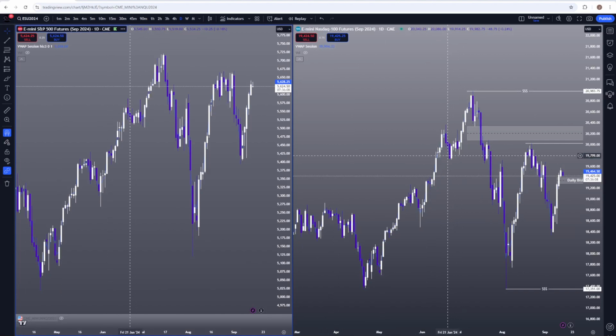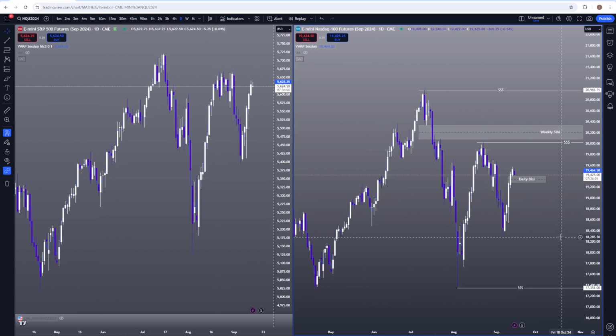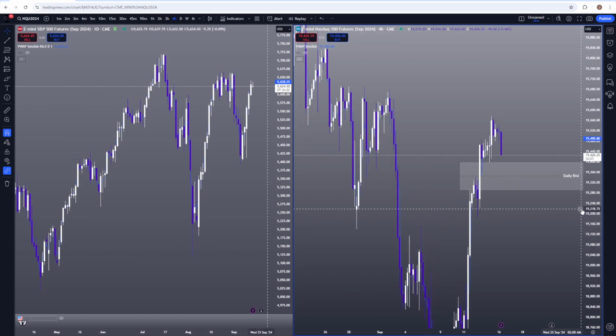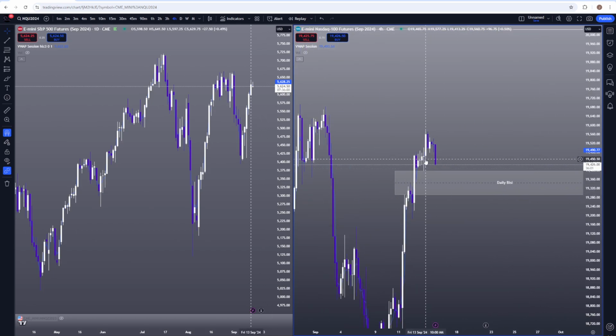Okay, so just back to NQ, we were on the 4-hour time frame, so let's go back to the 4-hour time frame here. All right, so remember we had that daily bullish imbalance.